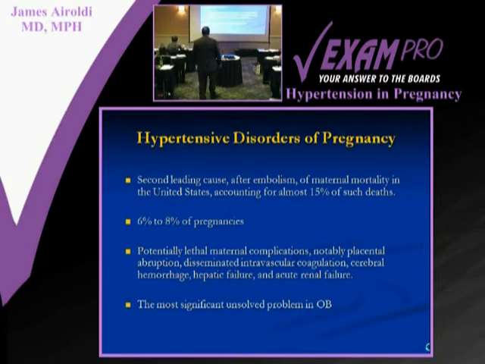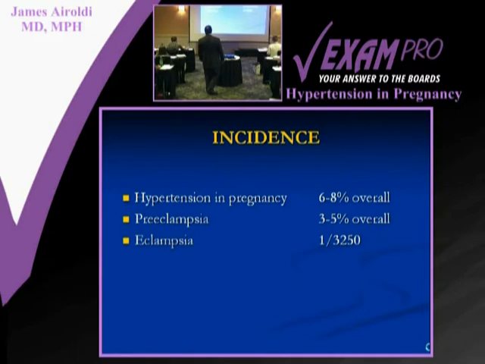Hypertension is the second leading cause, after pulmonary embolism, of maternal mortality in the United States, accounting for almost 15% of maternal deaths. It's a big issue right now, maternal mortality. We've got to remember that we are about moms and we're about babies. We're not just about babies, we're about moms. It can affect up to 6 to 8% of pregnancies. Potentially lethal maternal complications, notably it's associated with abruption, DIC, cerebral hemorrhage, hepatic failure, renal failure. It's the most significant unsolved problem.